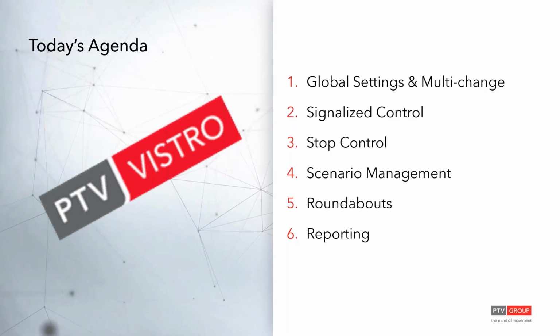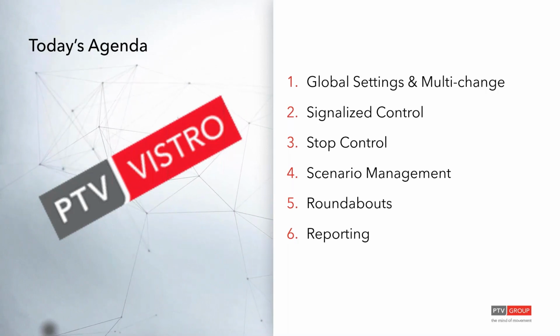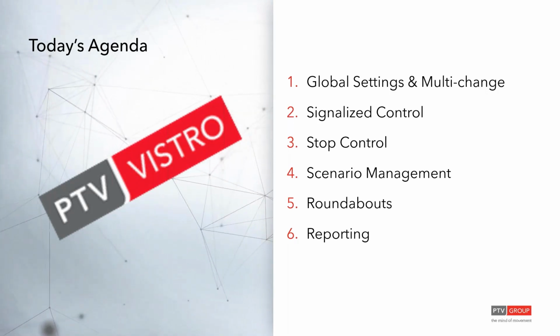We'll be covering some global settings, then jumping into signalized control, and then covering stop controlled intersections. Then we'll move into some scenario management capabilities of Vistro, and then finishing it off with roundabouts and our reporting capabilities. So let's get started in the software itself.